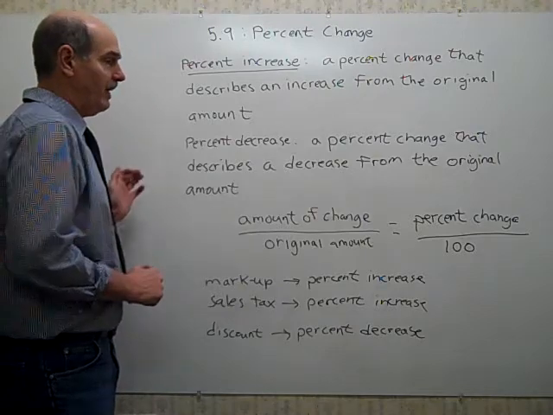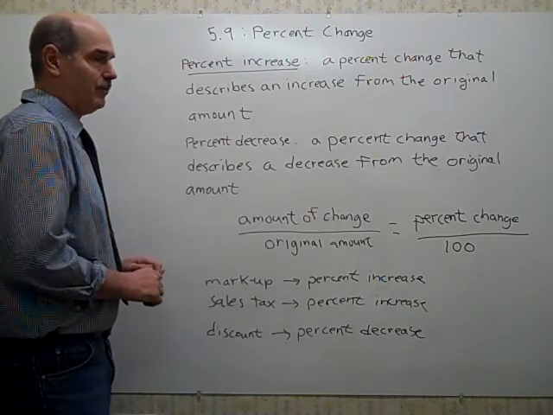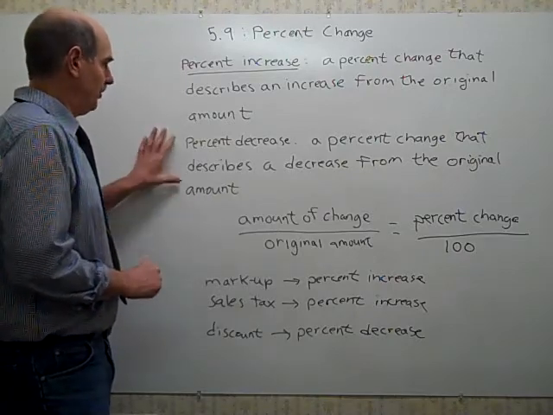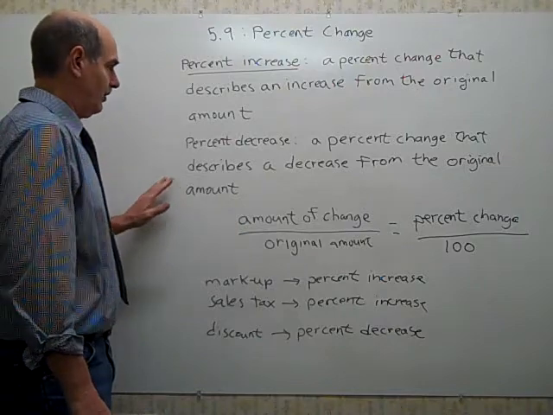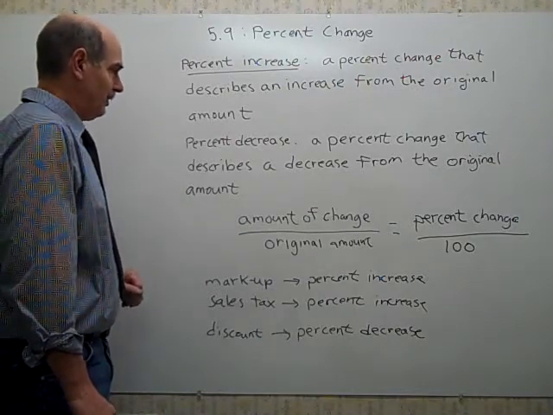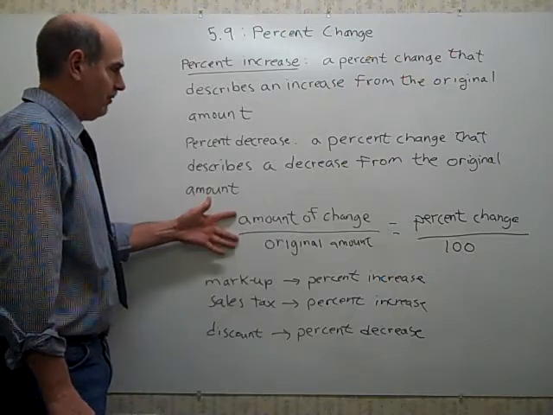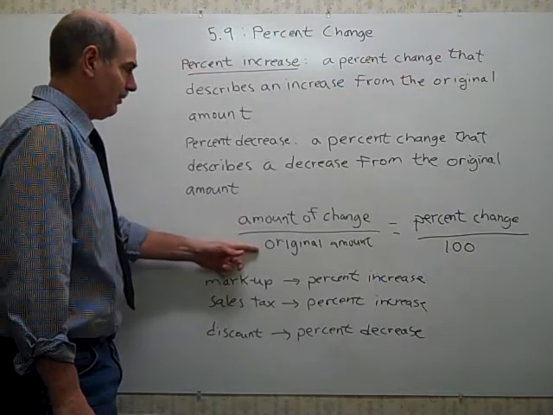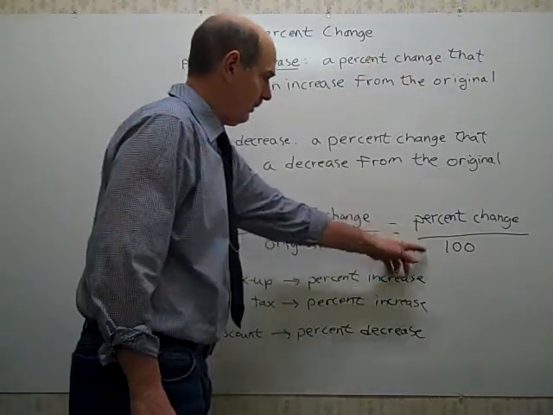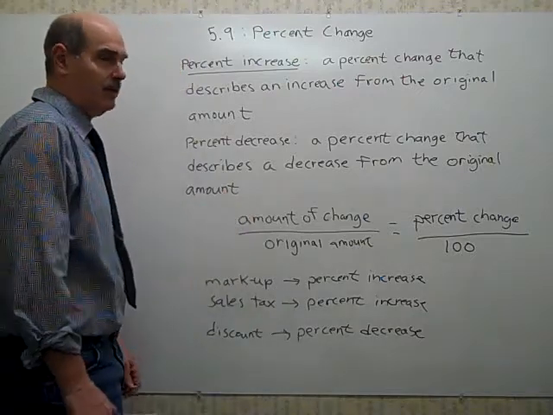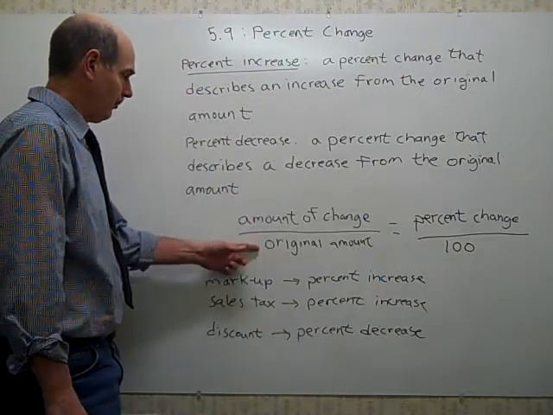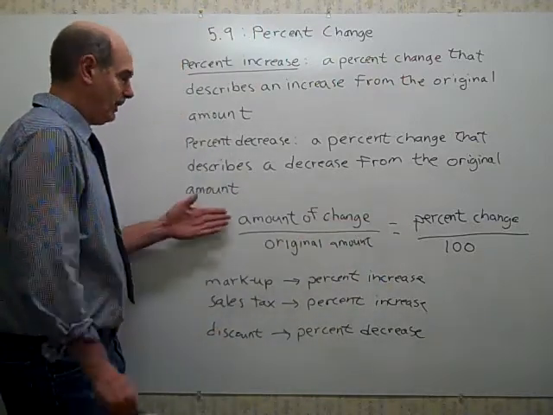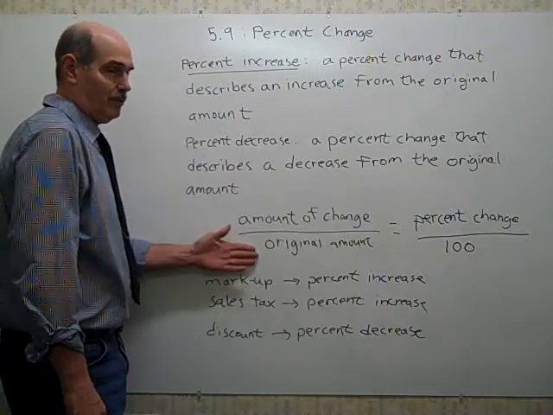So it's not what the original amount is, or what the new amount is, it's how much it changed. And a percent decrease is a change that describes a decrease from the original amount. Here's the definition of how you can find percent change. Compare the amount that something changed to the original amount, and that'll equal the percent of change over 100. And this should look somewhat familiar, because it's just a modified version of part to whole equals percent. So how much something changed would be a part of something, and the whole thing would be representing the original amount.